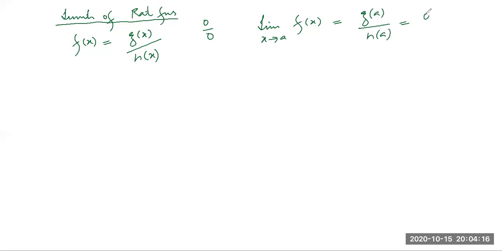In the case that this is 0 by 0, we have three methods to find the limits. In case h of a is not equal to 0, then we can just find this limit by the direct substitution method that we have discussed last time. So in case it is 0 by 0, we have three methods. The first method is, we call it the factorization method.